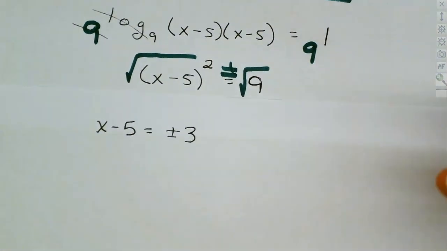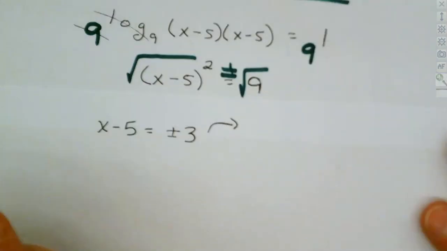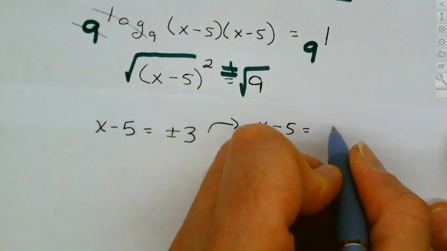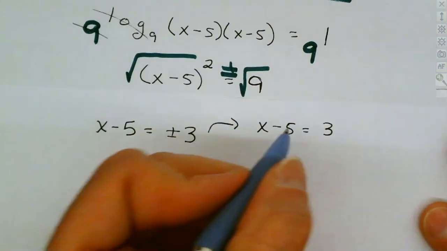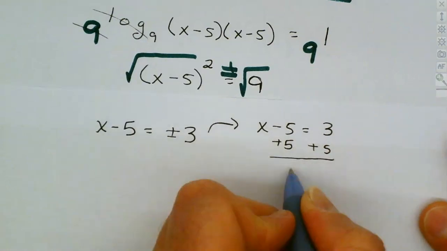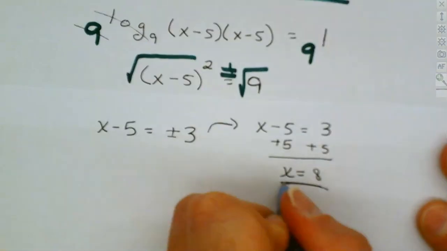Go ahead and get your two possible solutions, I should say. So we've got x minus 5 equals positive 3. And so move that 5 over. And so one possible solution is x equals 8, isn't it?